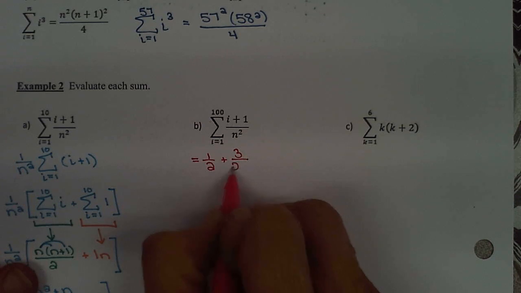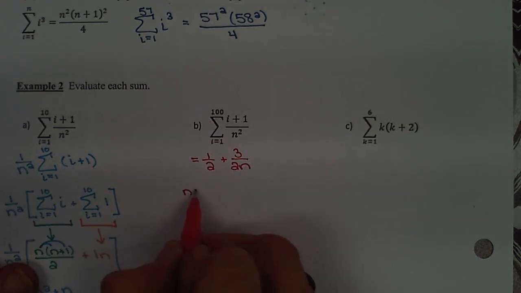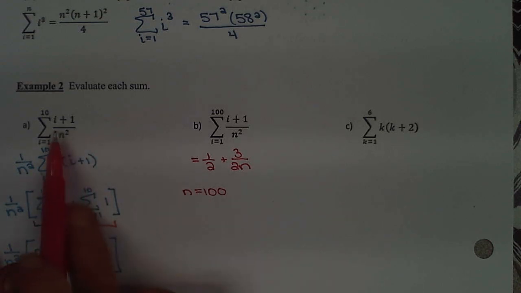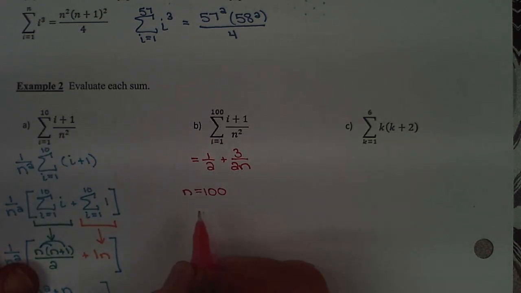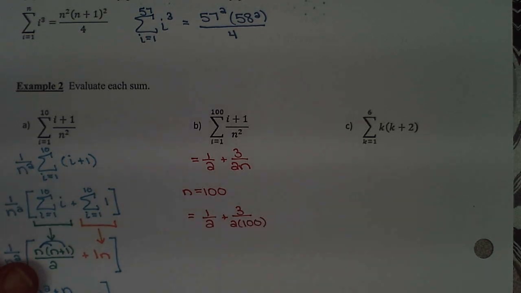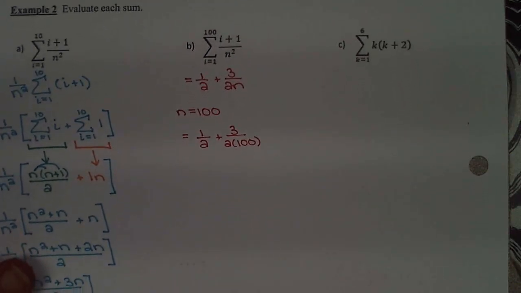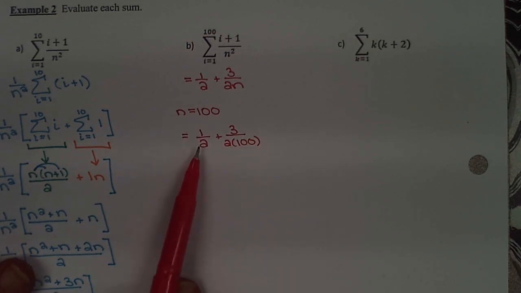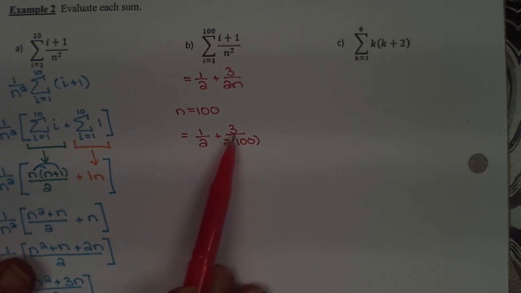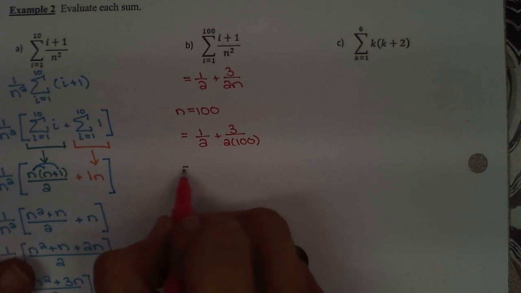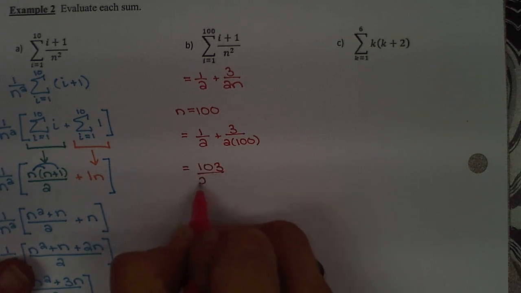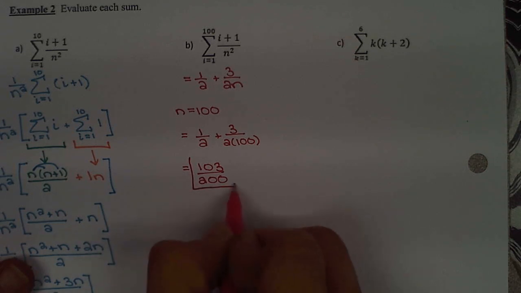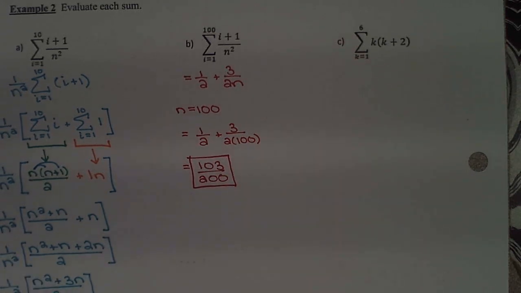plus 3 over 2n, and this time our n equals 100 because our upper limit changed from 10 to 100. Therefore, this is going to be 1 over 2 plus 3 over 2 times 100. 2 times 100 is 200, so that'd be 3 over 200. A common denominator would make that 100 over 200 plus 3 over 200, which gives us 103 over 200. And if you can't do that common denominator stuff in your head, you can always plug it in your calculator.